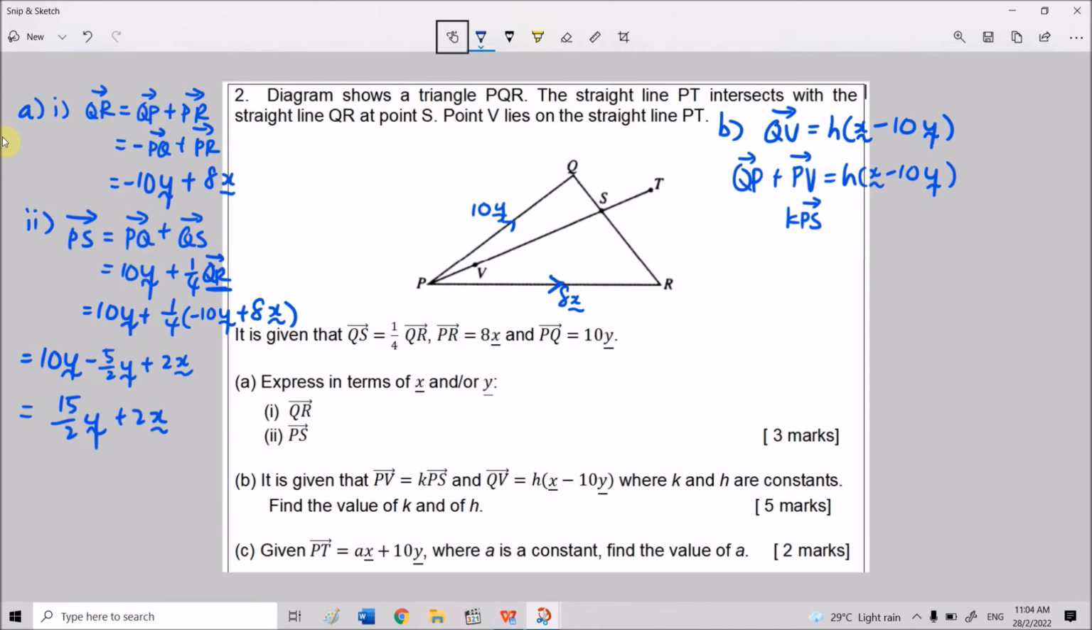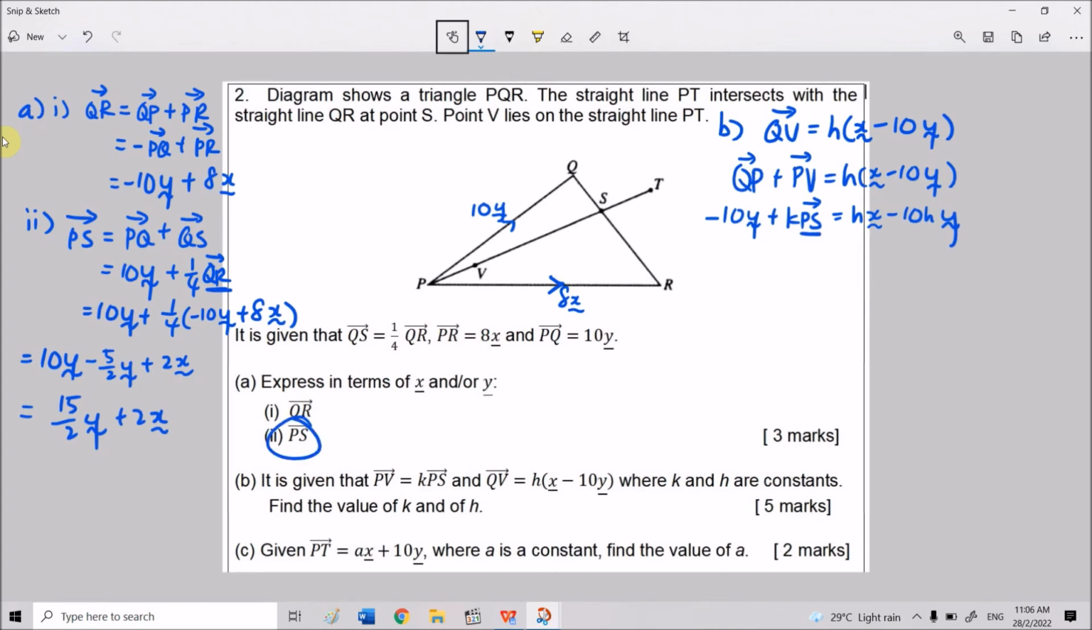QP, we already know that QP is this one, the opposite direction of this, right? QP is here in the opposite direction to 10y, so we have negative 10 vector y. So we rewrite this, and you can see that I expand this. And here, if I am able to convert vector PS and express this in terms of x and y, I will be able to compare the coefficients of vector x and vector y, and then I can solve. I can find k, I can find h, like what I did in question number 1b just now. Let us see how we are going to write PS in terms of x and y.